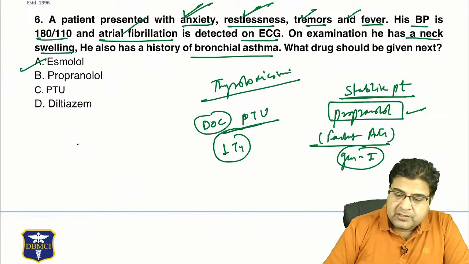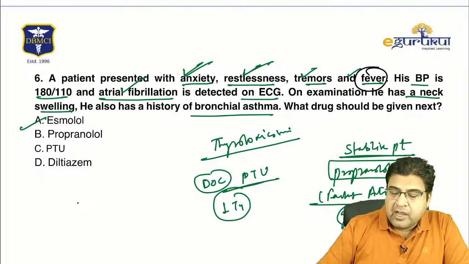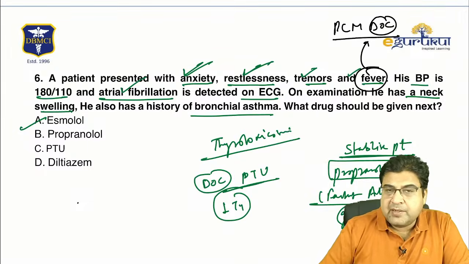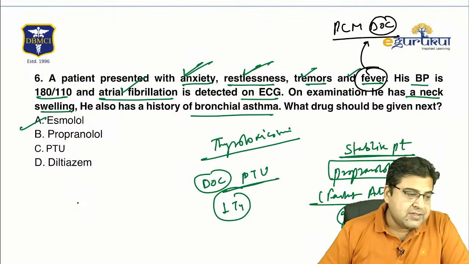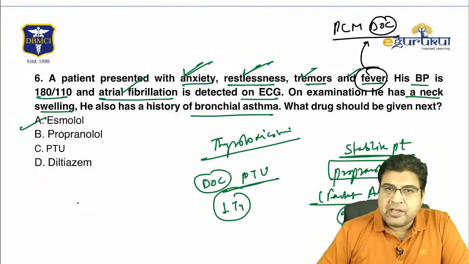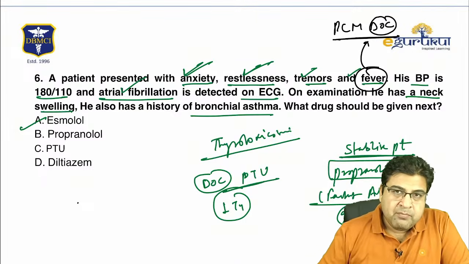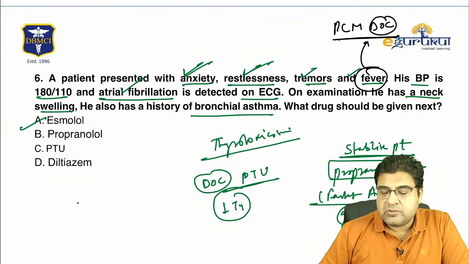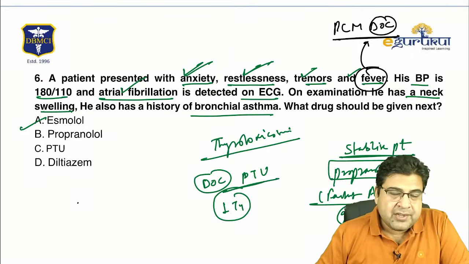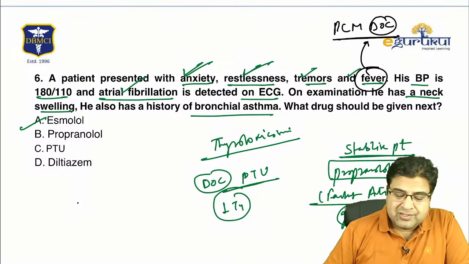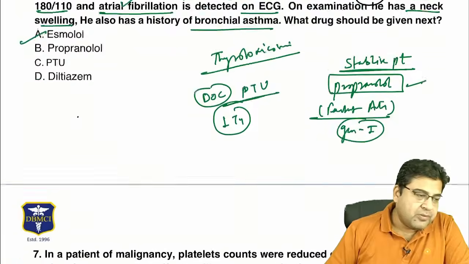And guys, please remember, in this patient, the patient is having the fever. And for this fever, we give paracetamol as a drug of choice. So the paracetamol is a drug of choice for the fever that is seen in patients with thyrotoxicosis. We do not give aspirin because aspirin can further increase the level of thyroid hormone in the body. So all other NSAIDs are contraindicated. Only paracetamol is given as the best medicine for fever. So question 6, answer is A, it is esmolol.